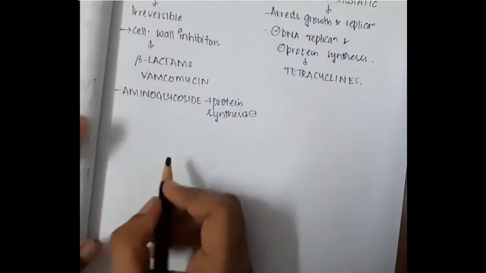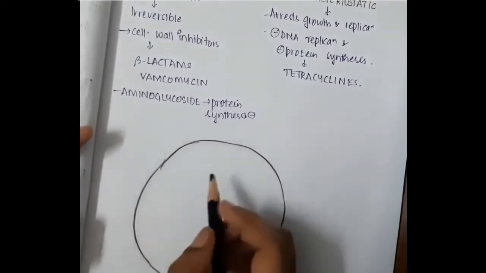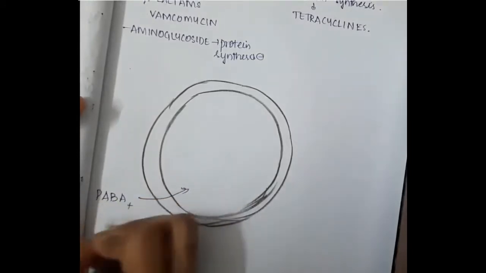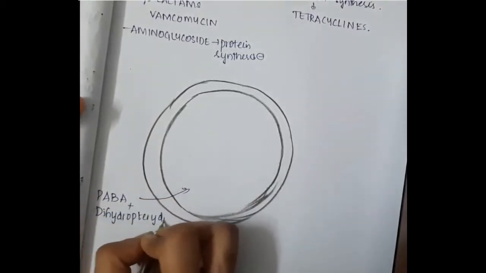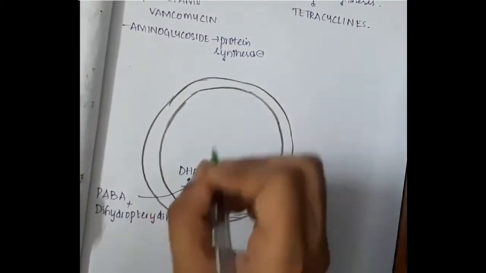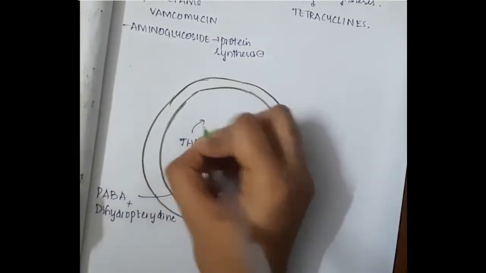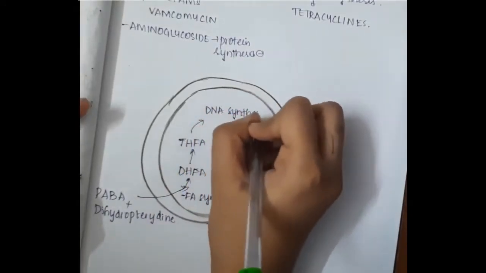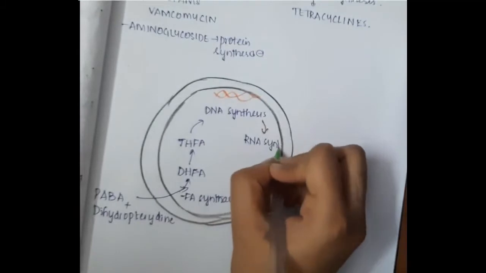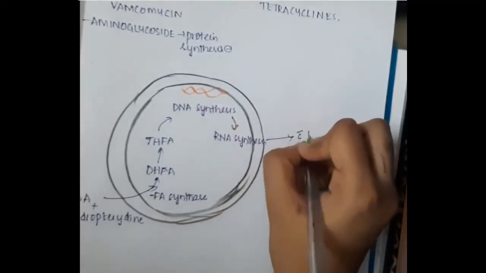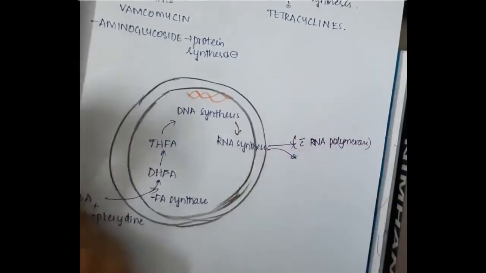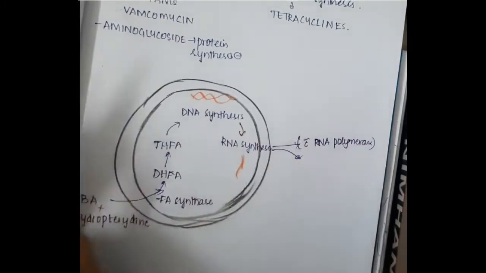So if you see, this is the mechanism of action chart. Para-aminobenzoic acid combines with dihydropteridine, in the presence of folic acid synthase, to form dihydrofolic acid. This forms tetrahydrofolic acid, which will help in DNA synthesis. After DNA synthesis, the DNA gets converted to RNA. That is, RNA synthesis occurs in the presence of DNA dependent RNA polymerase.